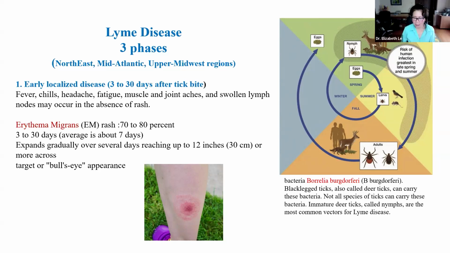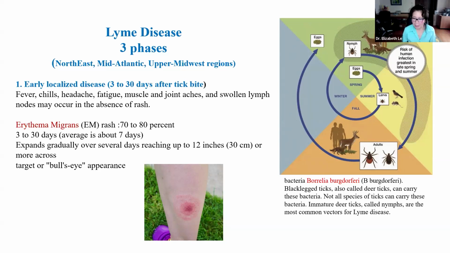So let's do it again. A bacteria, Borrelia burgdorferi. The cycle starts out with the eggs in the spring. They mature to larvae in the summer, and in the fall become adults. And then in the winter, after the winter, this is the period of time when there's a high risk of infection for humans.